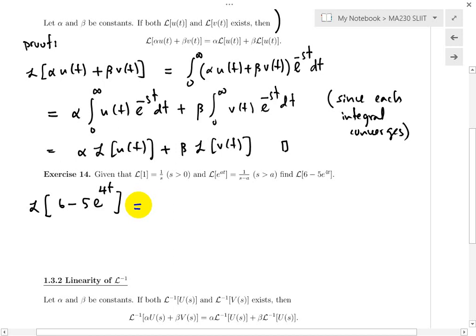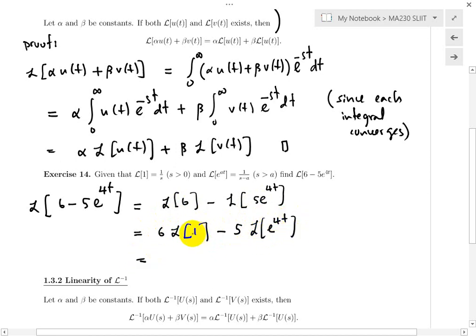So here you can do this if you want. First let's say the Laplace transform of 6 minus 5 exponential 4t. So 6 we don't know, but 6 is 6 times 1, so you can take 6 out. This is 6 times the Laplace transform of 1. And 5 is a multiplicative constant, so you take that out, times the Laplace transform of exponential 4t.